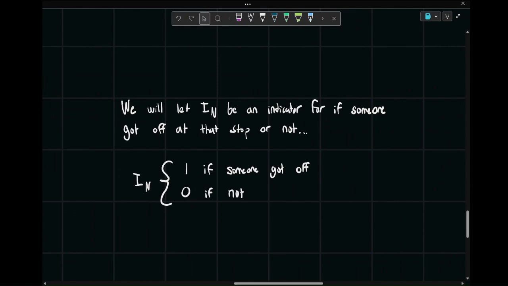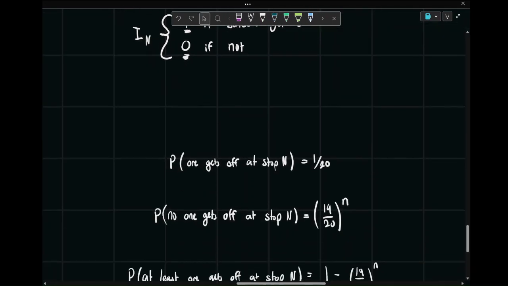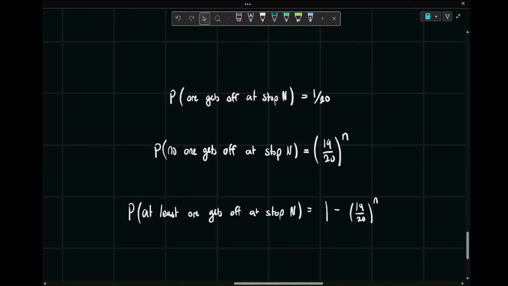First, we'll be using an indicator. It'll be determined by I_N, and N is capital here, that's important. And it will be an indicator for someone who got off the bus or did not get off the bus. So 1 will mean that they got off, and 0 will mean they did not get off the bus. The probability that 1 gets off at a stop is 1 out of 20, because there's 20 stops on the route, and each is equally likely, so every stop has a 1 in 20 chance of a person getting off, or each individual has a 1 in 20 chance of getting off at that stop.